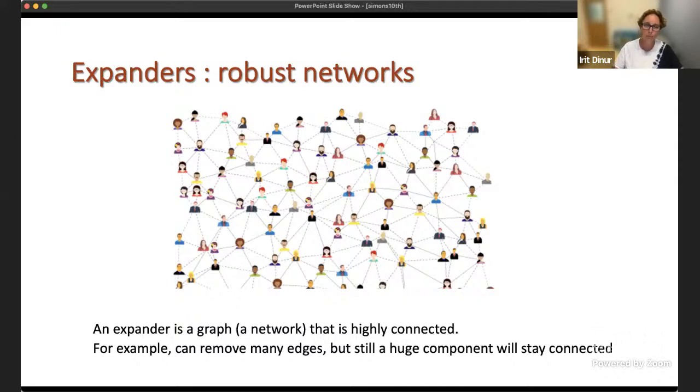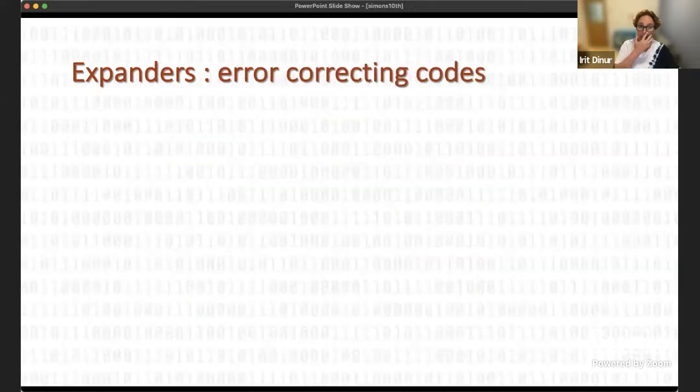And there have been so many applications of expanders in computer science. By now, I don't need to enumerate them. Let me just give one example that will be important for this talk. And this is the application to error correcting codes. So what are error correcting codes?